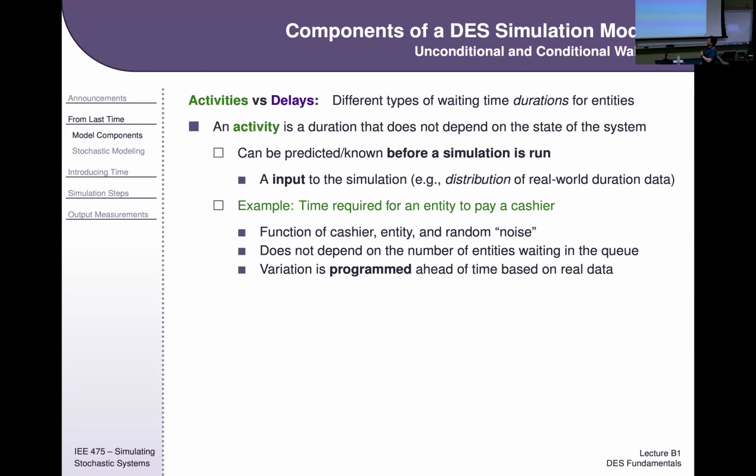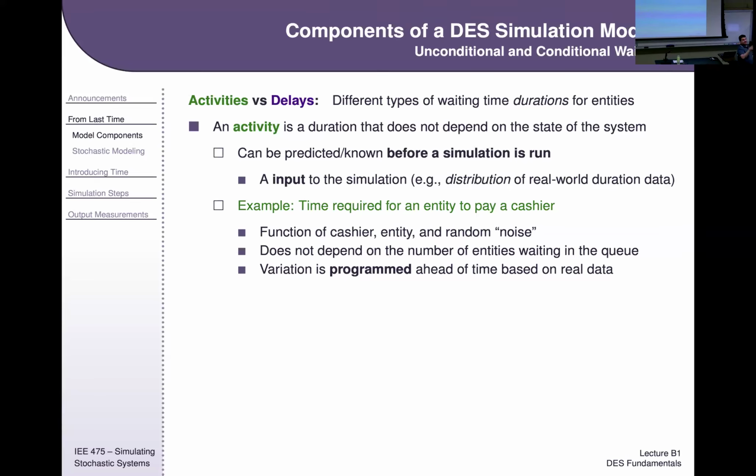Activities versus delays. I've already kind of beaten you over the head with this, but it is difficult to see the distinction at first, so I'm going to keep belaboring this. An activity is a duration that we know ahead of time without running a simulation. I don't mean we know it in a deterministic way, but we know its statistical distribution without running the sim.